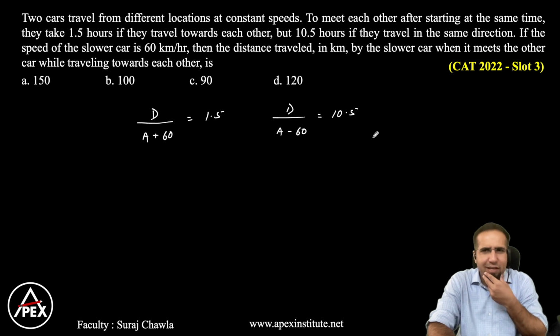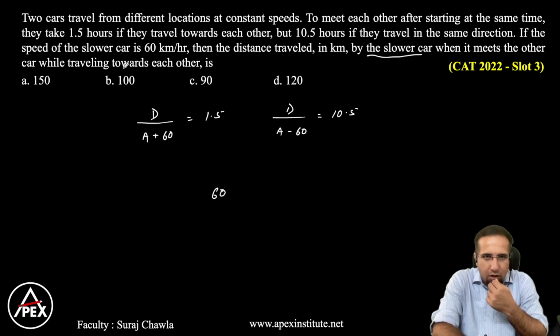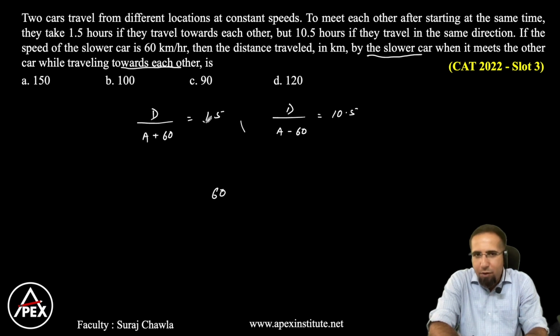Right. Now let's look at what is the question asking us. The question is asking us the distance traveled in kilometers by the slower car. Slower car speed is 60. When it meets the other car while traveling towards each other. Now when they're traveling towards each other, if they're meeting after 1.5 hours, that means can I say the slower car has traveled for 1.5 hours?